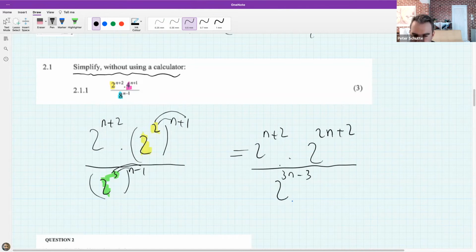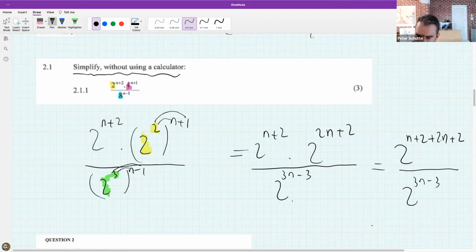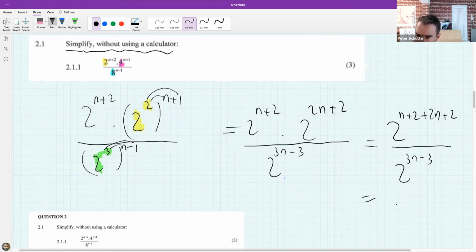Now the good news is that the bases are all the same. And so on the top, we can simply add the powers. So we're going to get n plus 2 plus 2n plus 2. And on the bottom, we're going to get what we had. So what do we have? That's an n and that's an n, so that's a 3n. That's a 2 and that's a 2, which is a 4. And then on the bottom, we have this.